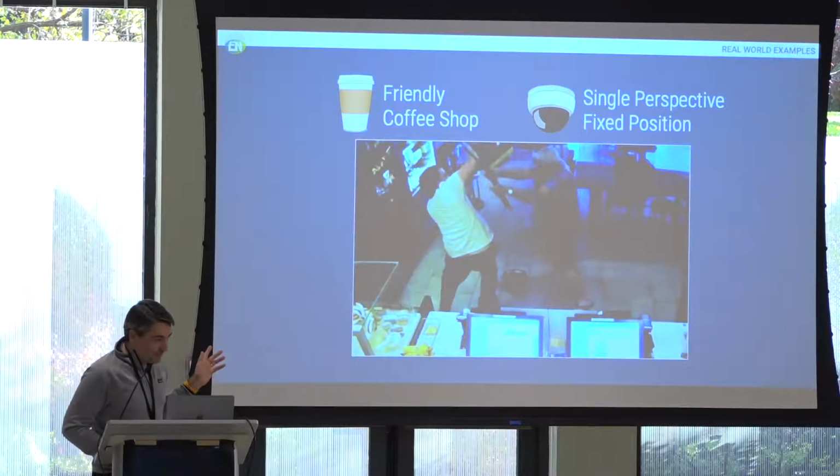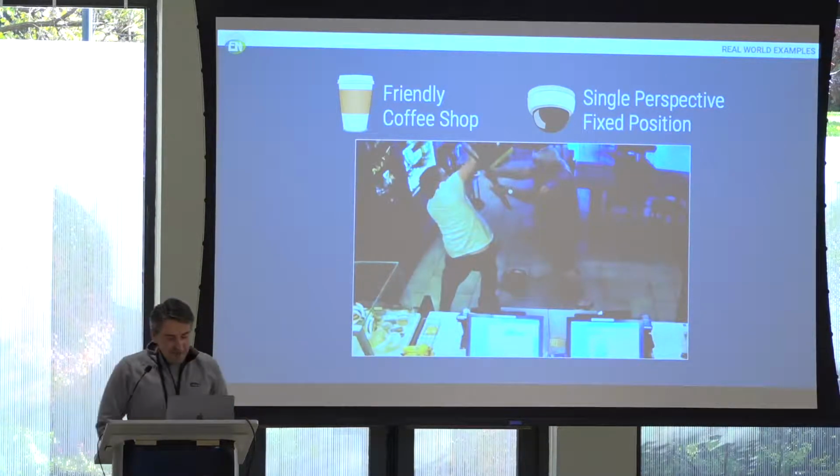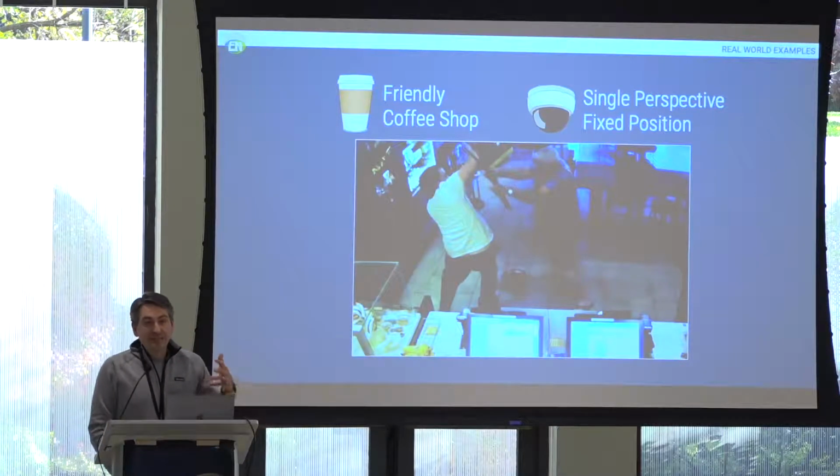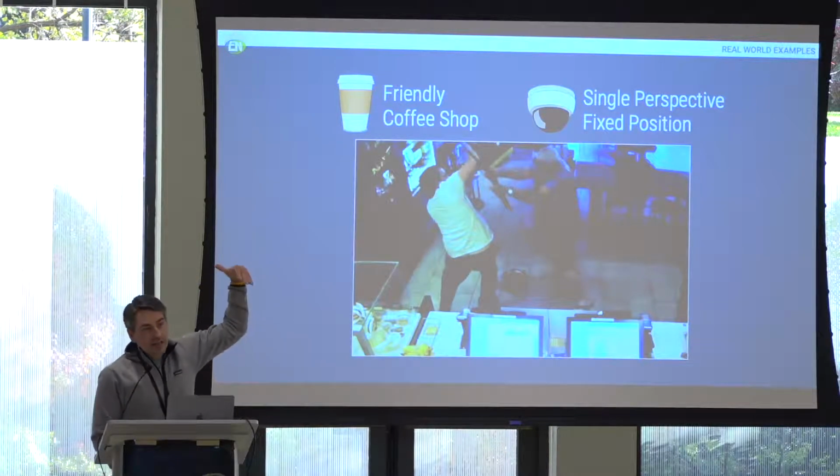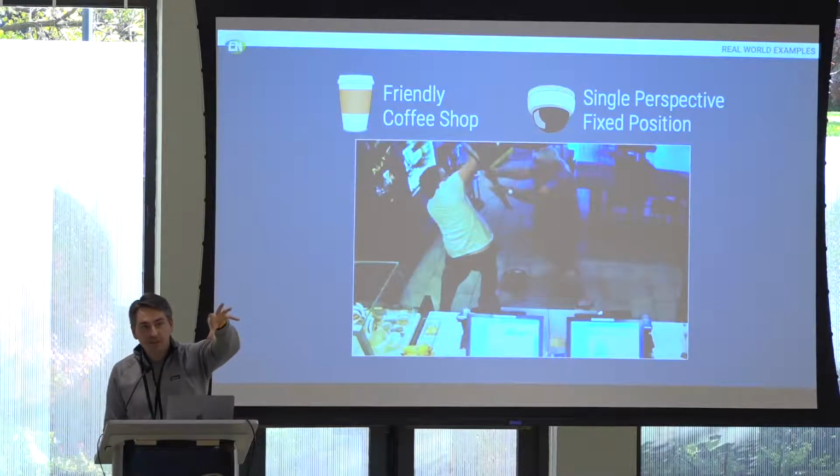So this is a friendly neighborhood coffee shop. And what it's showing you is the perspective in the coffee shop of their camera. It is a single perspective looking over the counter into the customer environment, and it's a fixed position.